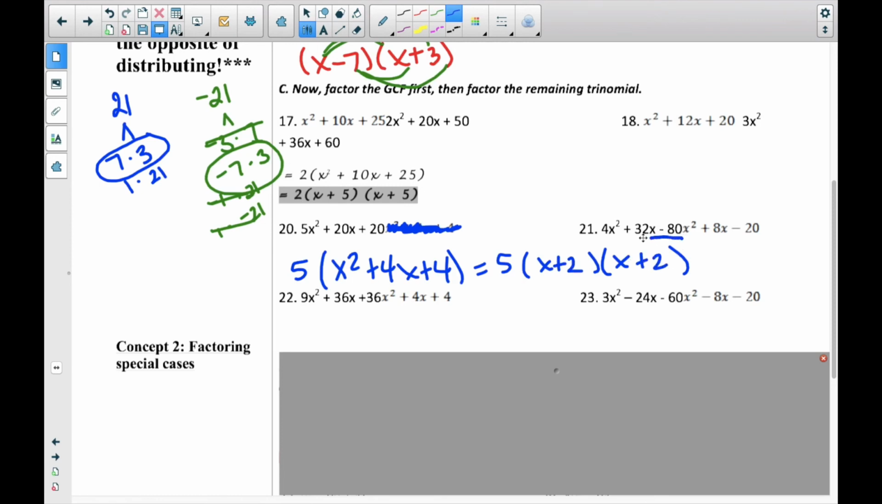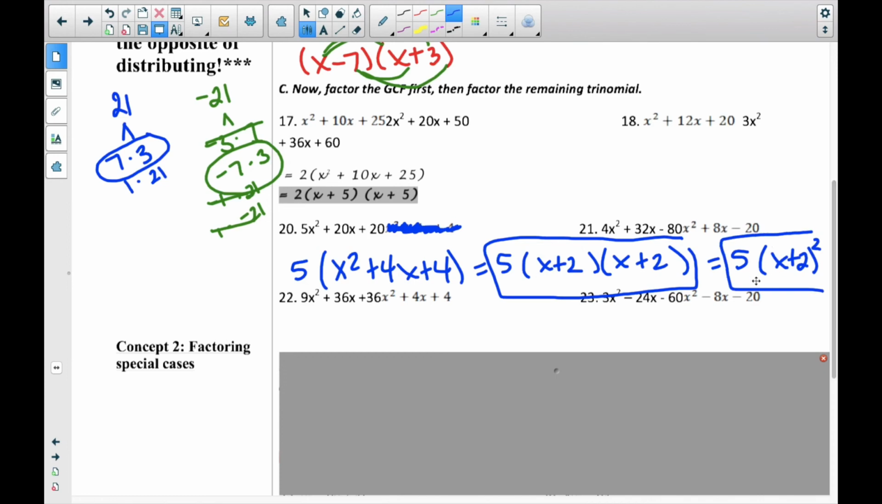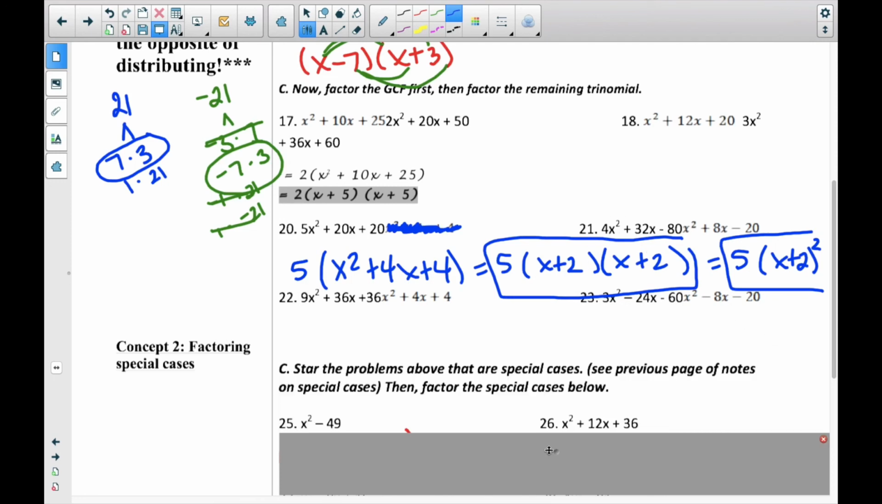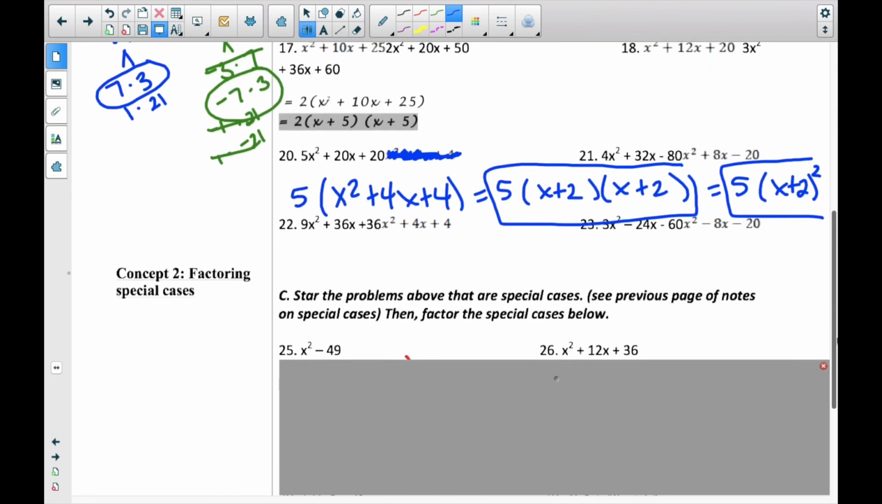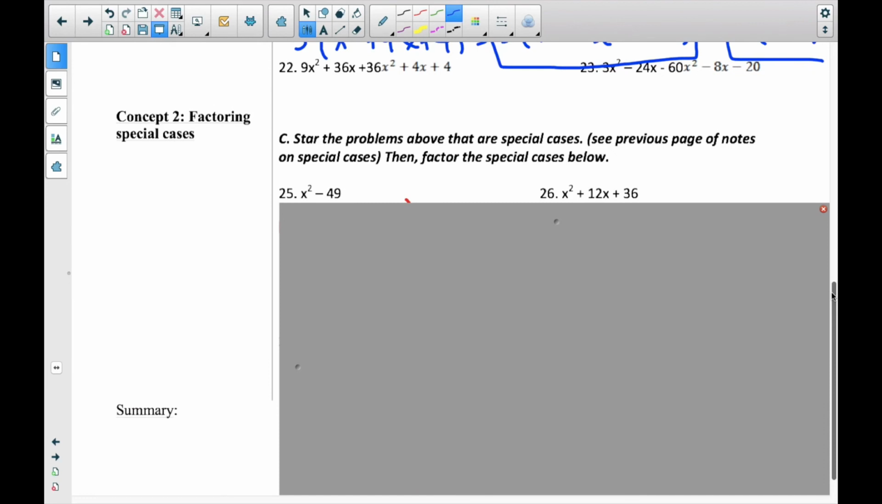Your answer, you could either leave it in this form, or you could say 5 times x plus 2 quantity squared. Either one of those answers would be fine. I like this last one better, just because it shows me you know what's going on, but this one over here is fine. Okay, so special cases, we have done a couple of special cases throughout this lesson.